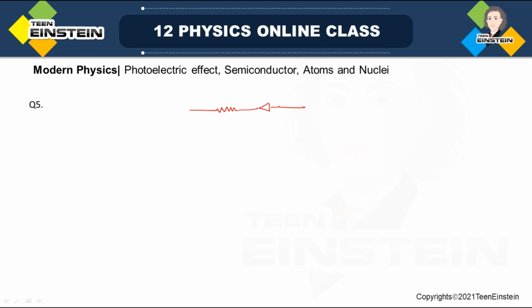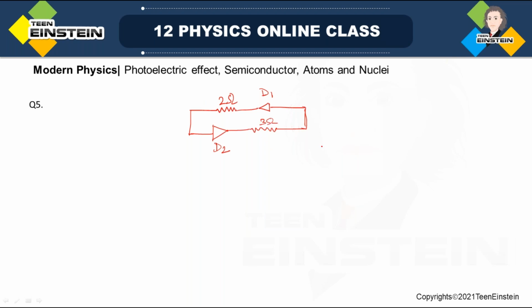I have one diode here, this says D1, and another diode connected in the opposite direction. This is another diode along with a series resistor. This is D2, and this resistance in series is 2 ohm. And this resistance is 3 ohm.